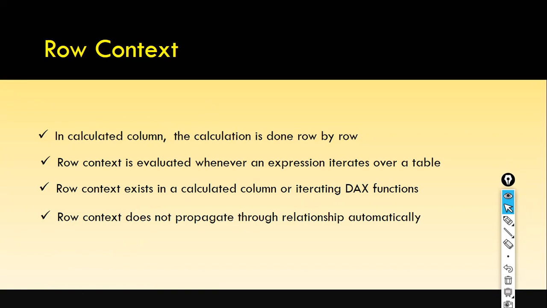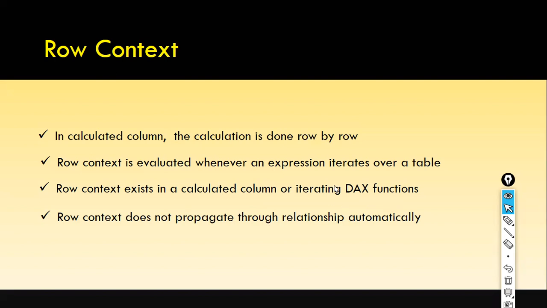Can someone tell me what is an iterating DAX function? Give me one example, one or two. Very good. It seems that most of you are preparing well. However, those of you yet to start, watch my videos, please. Average X, count X, average AX, the functions that end with X are called your iterating functions. Very good. So row context exists in a calculated column and iterating DAX functions also.